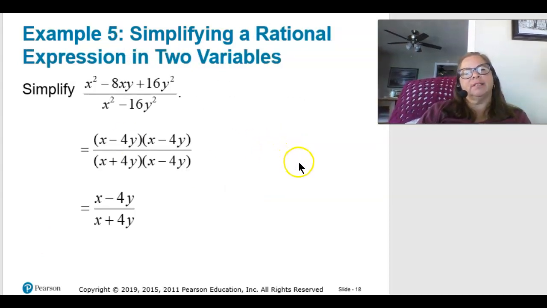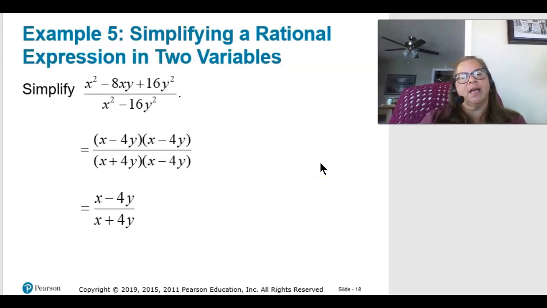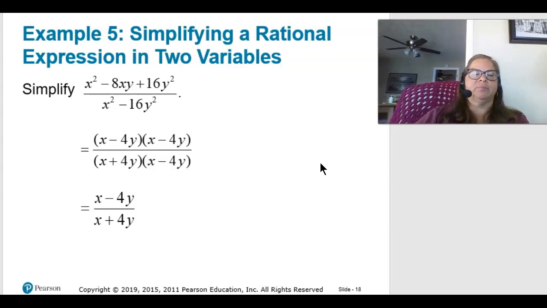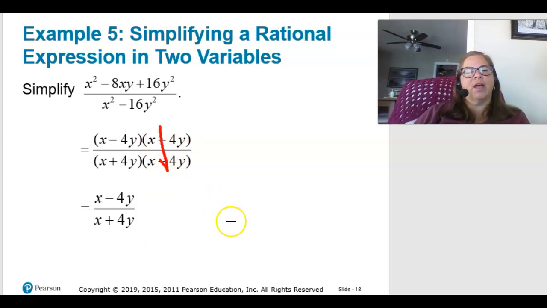X squared minus 8xy plus 16y squared, all divided by x squared minus 16y squared. Let's see if we can factor those. The numerator factors into x minus 4y times x minus 4y, and the denominator factors into x plus 4y, x minus 4y. So we know that these will become 1, and we are left with x minus 4y over x plus 4y.